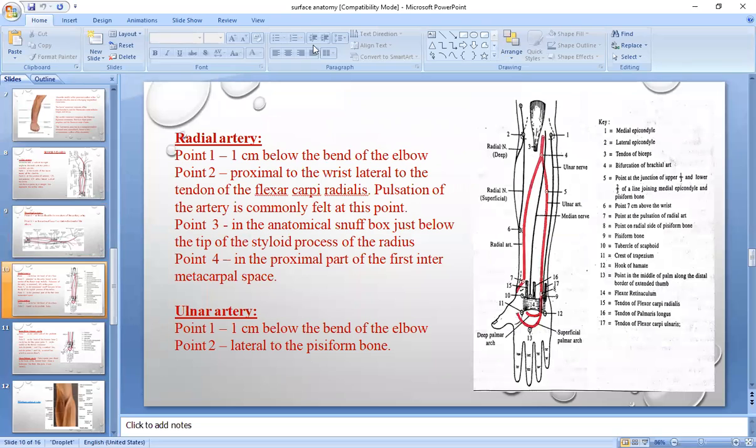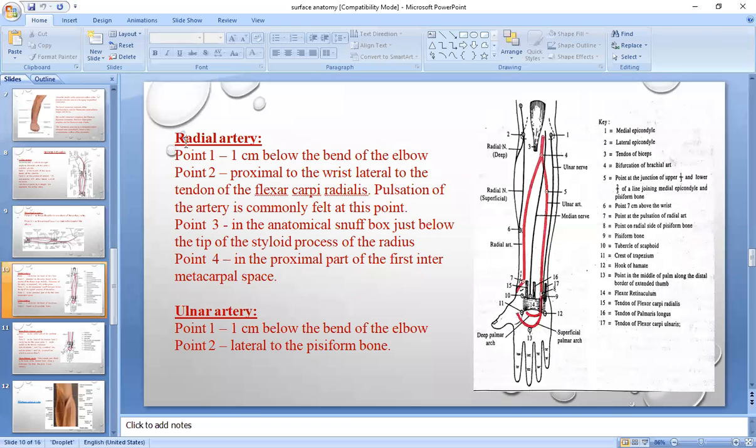Then coming to the radial artery. See how to appreciate this radial artery. The first point, you should keep 1 centimeter below the bend of the elbow. That is the termination of the brachial artery. Why? Because at this point, what happens? The brachial artery bifurcates or terminates into the radial and ulnar arteries.